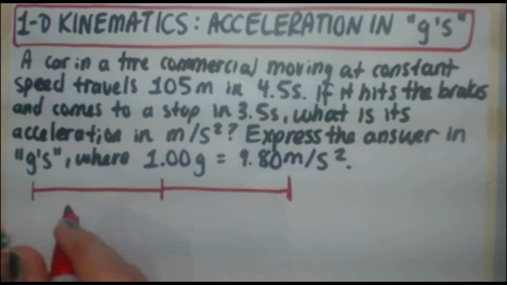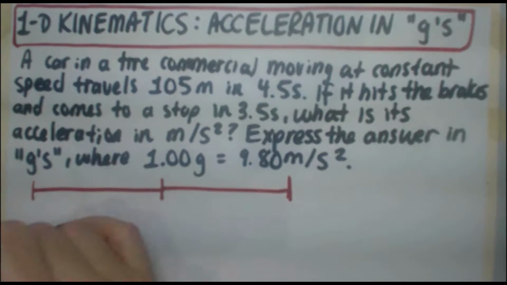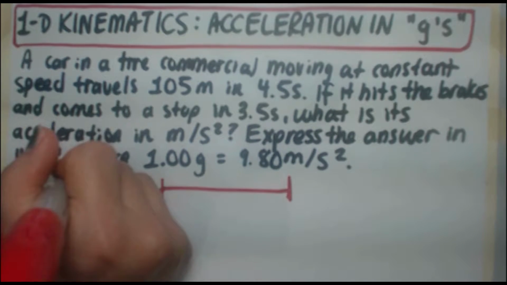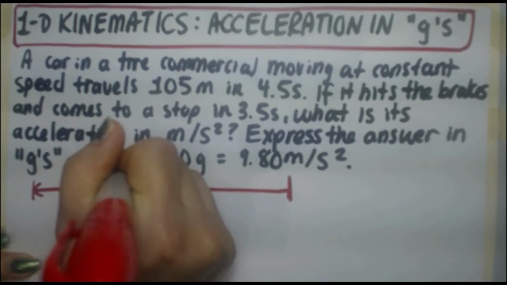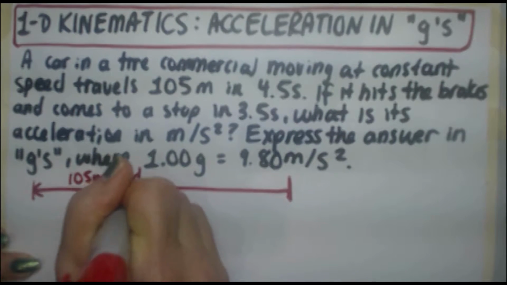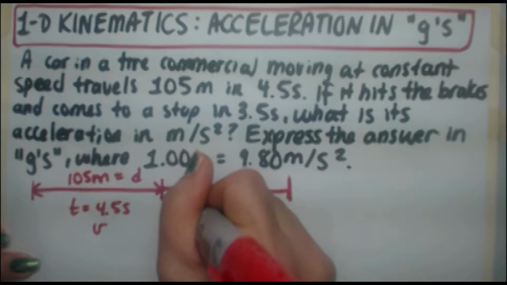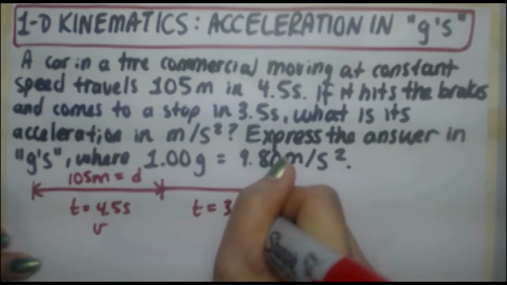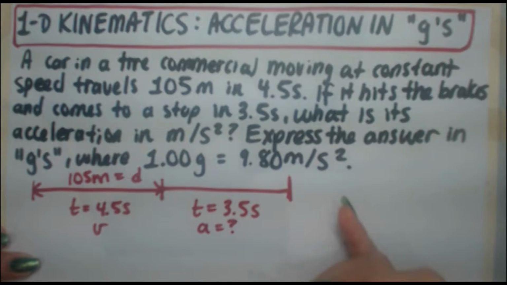In the first segment, you've got a car traveling at a constant speed, and it travels 105 meters in 4.5 seconds. So the distance is 105 meters, the time is 4.5 seconds, and we've got a speed there. The second segment takes 3.5 seconds. We're looking for the acceleration, and we know one more piece of information.